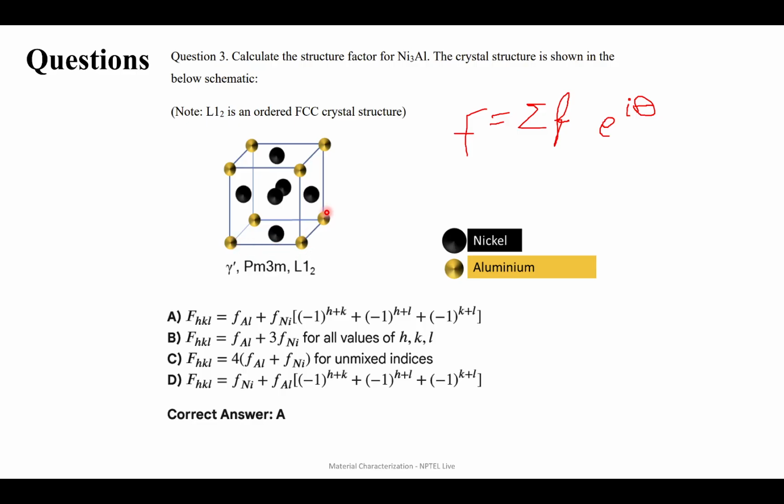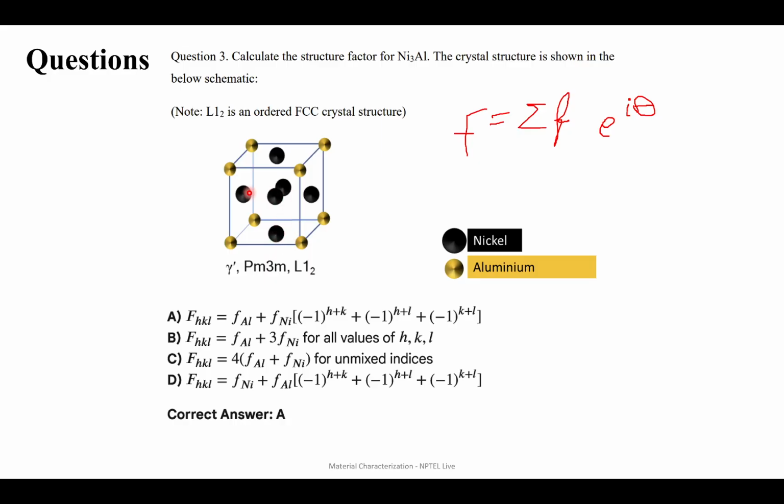If you have a cubic lattice, any point at the corner of a cubic lattice is equivalent. So we only take just one point of the cubic lattice, which is your 0, 0, 0 point. If you put that 0, 0, 0 point here, this term becomes 1, so you are only left with the scattering factor. Here the 0, 0, 0 point is only occupied by aluminium, so we only get F_Al.